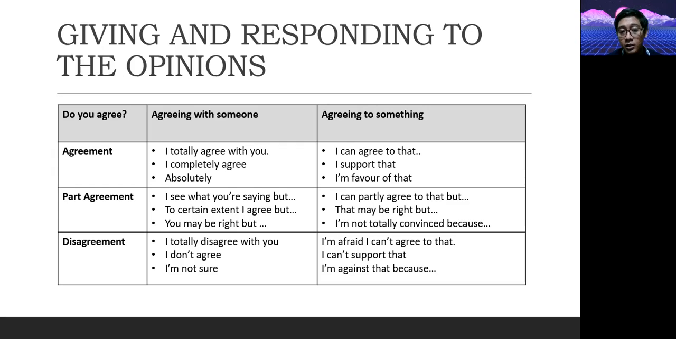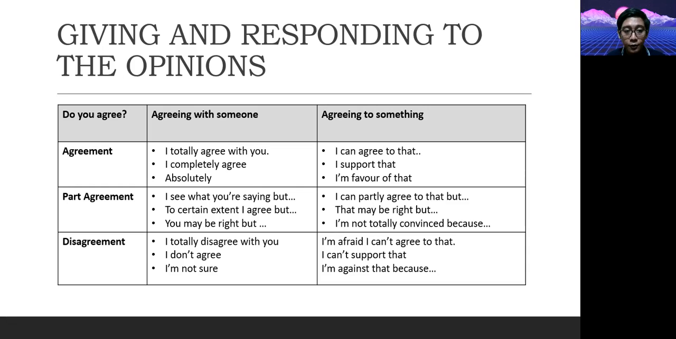And then for something, we can use: I can partly agree to that, but, and then it might be right, but, and then I'm not totally convinced because. So if you half agree with something or someone, you can use those expressions.